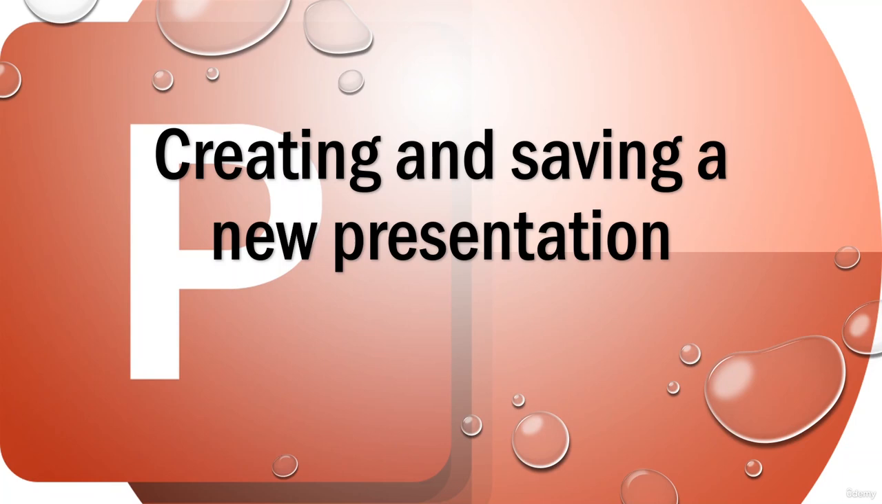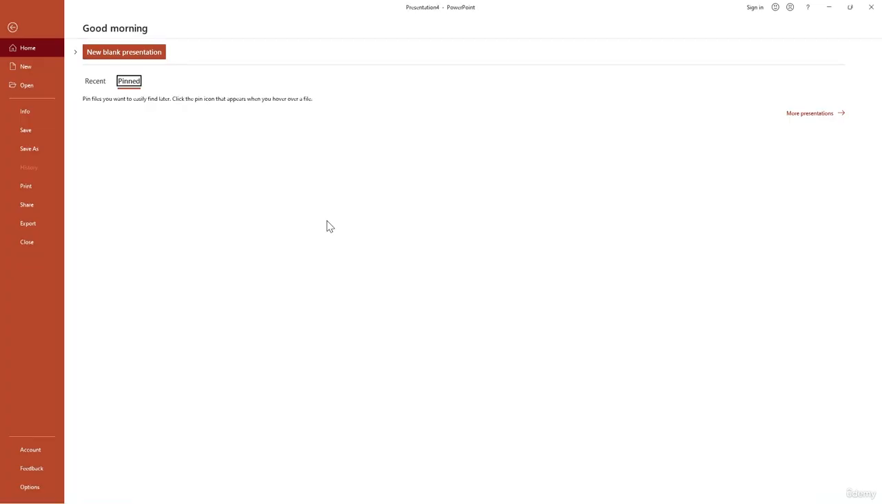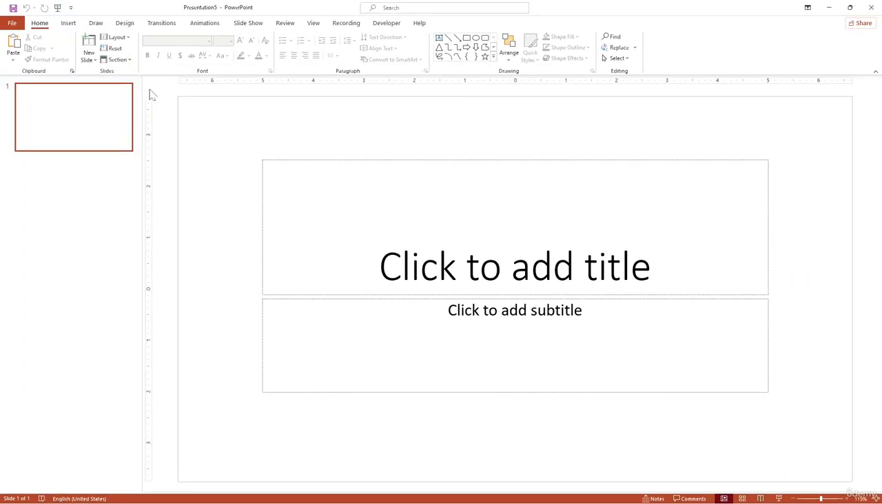First thing, go ahead and launch Microsoft PowerPoint on your computer. Once you have it open, we will be greeted with the start screen with our blank presentation, depending on your settings. If you're starting from scratch, simply click on the blank presentation over here, and this will open a new presentation with a title slide ready for you to customize.